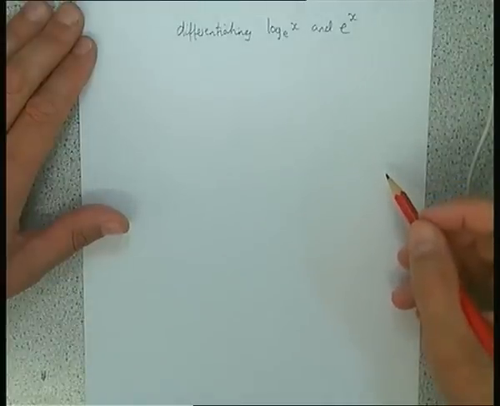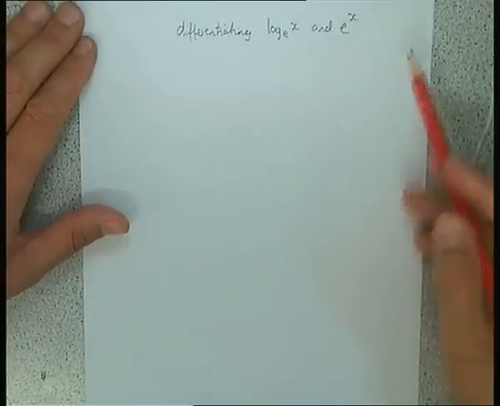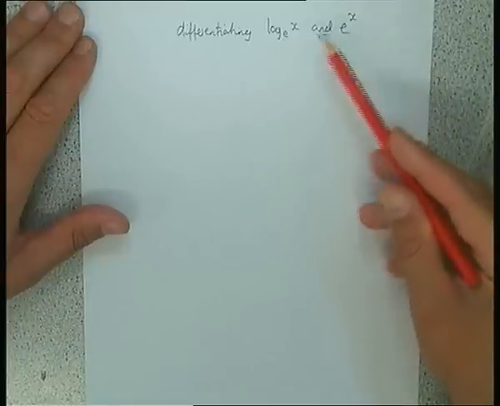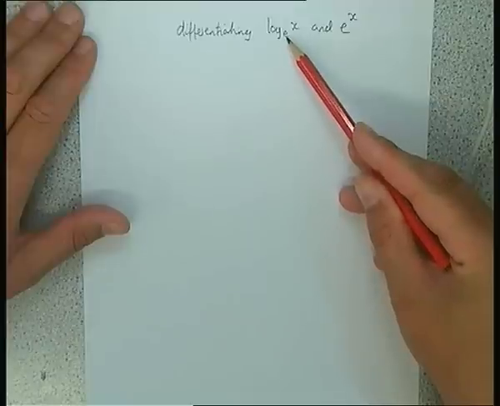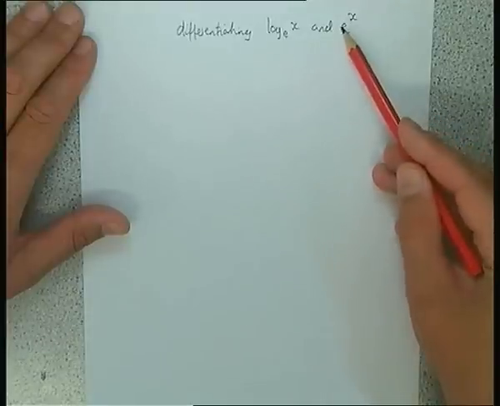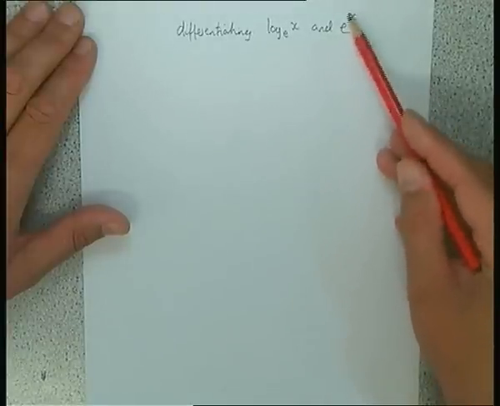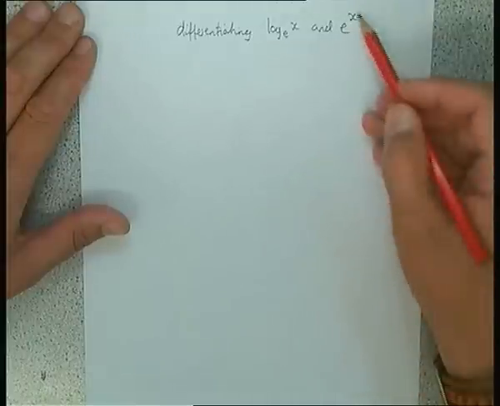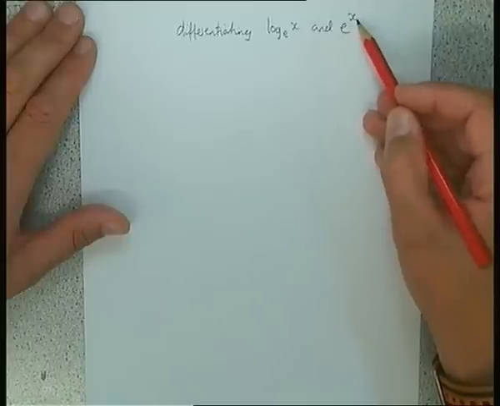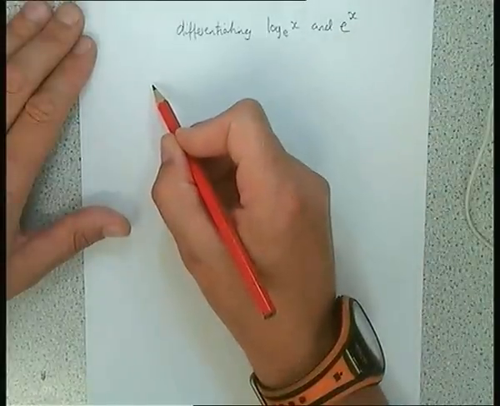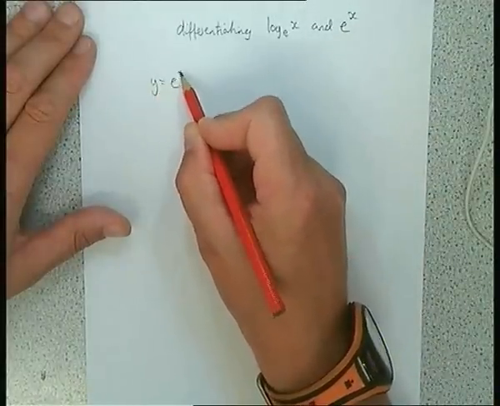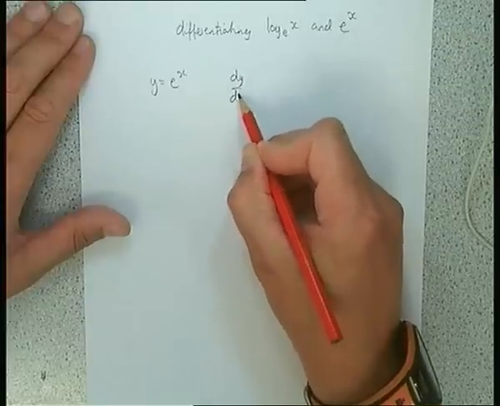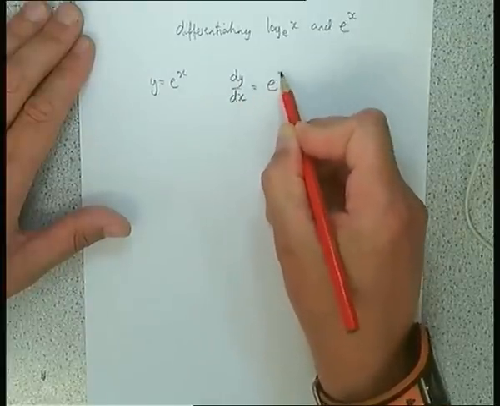Okay, we're now going to differentiate log of x and e of x. This is obviously an exponential. This is log base e. So remember, e to the x was the function that had the same gradient as the actual value of x, of e of x. So here, if we have y equals e of x, by definition, the gradient is equal to the same.